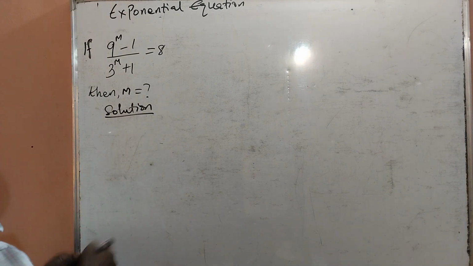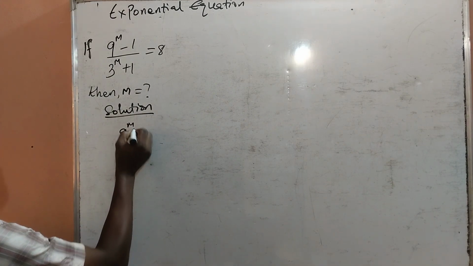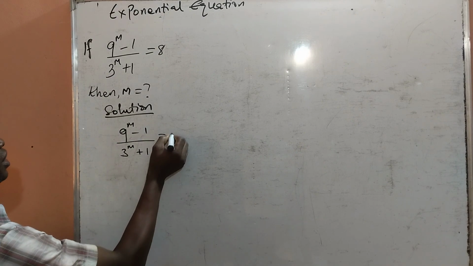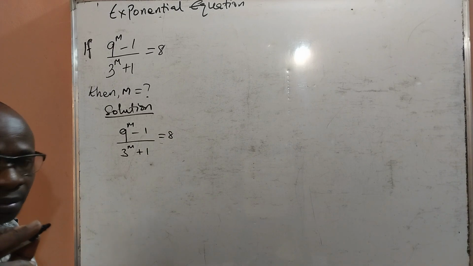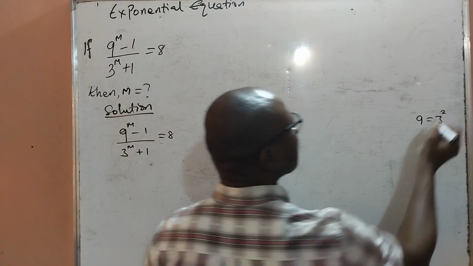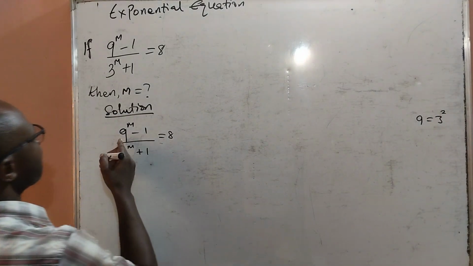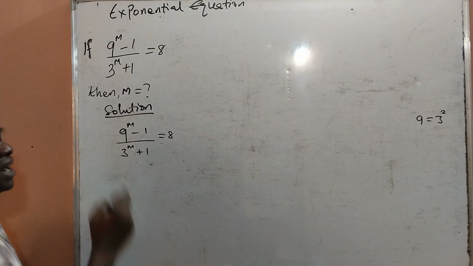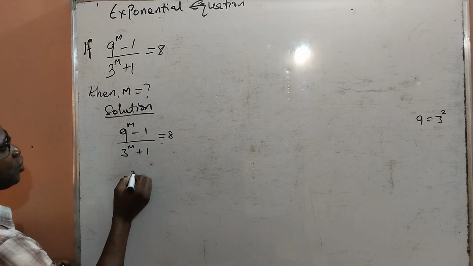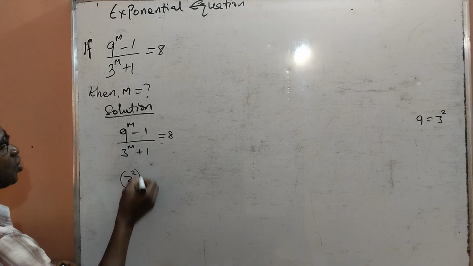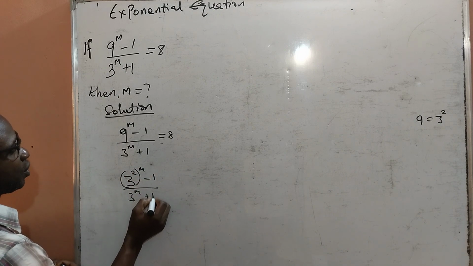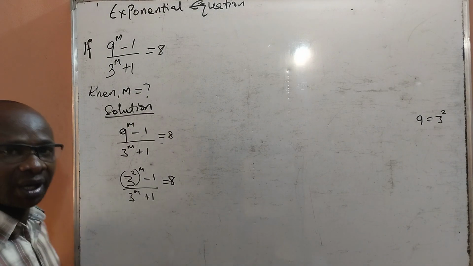I am given in the question to solve 9 raised to power n minus 1 all over 3 raised to power n plus 1 equal to 8. But you know, 9 is the same thing as 3 raised to power 2. I want to represent it like that, since I have 3 raised to power n at the denominator. So I write 3 raised to power 2 for 9, also raised to power n minus 1, all over 3 raised to power n plus 1 equal to 8.